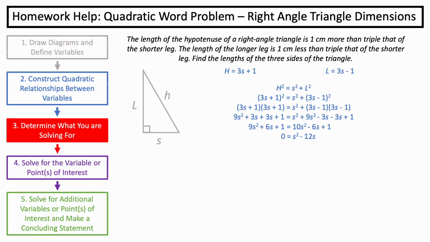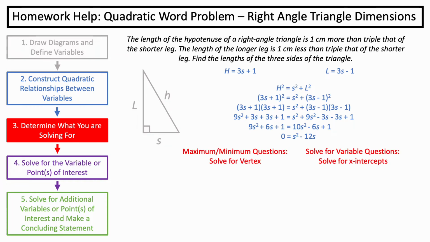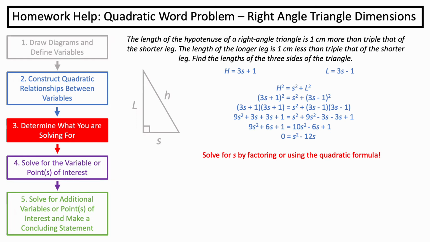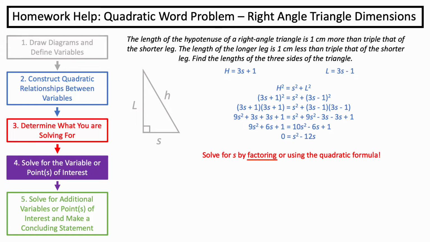The next thing we need to do is to determine what we are actually solving for. In quadratic word problems, there's two different types of things we need to solve for. If it's a maximum-minimum question, we need to solve for the vertex, or if it's a solve for a variable question, we need to solve for the x-intercepts in our quadratic relationship. Now in this case, we are solving for the variables, so we're going to need to solve for the x-intercepts. More specifically in this situation, we actually need to solve for s by factoring or using the quadratic formula. In this case, factoring will be much easier, although both techniques are completely valid. So now that we know what we're solving for, let's solve for it.